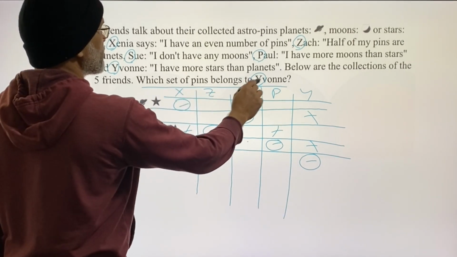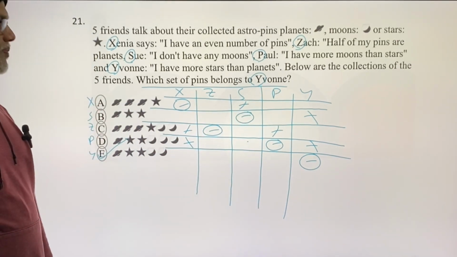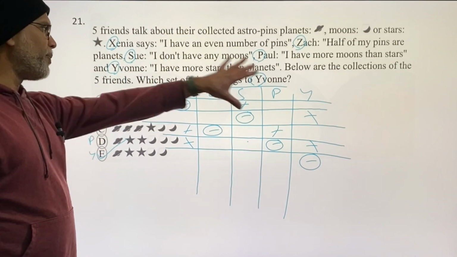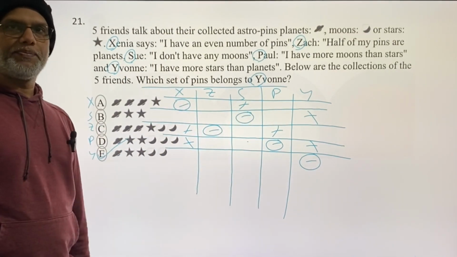Which set of pins belongs to Q11 A? Then E is the correct choice. As you can see, for questions like this, if you make a table and look at one at a time, it makes it much easier.